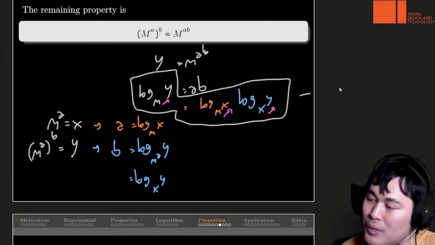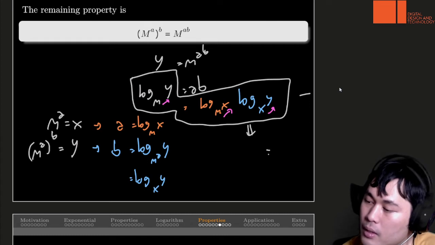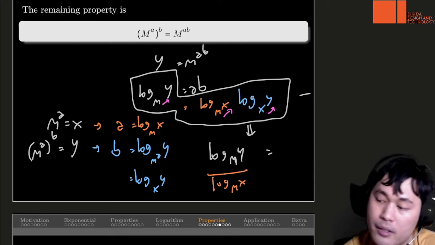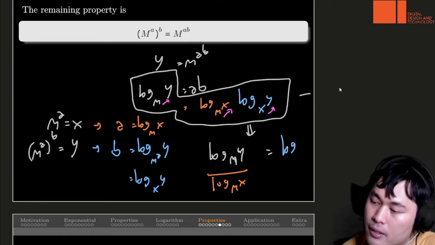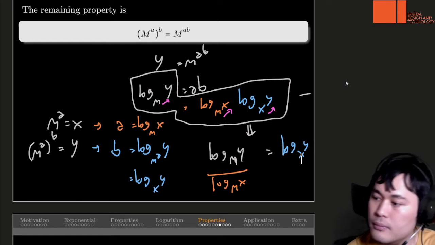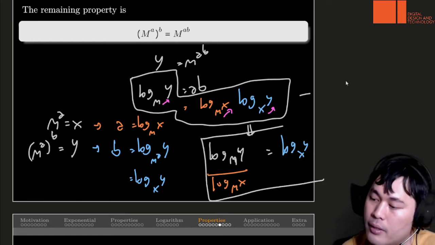This is one way to write that. This is one form. Another form is that if you move things around a little bit, so you keep log base m of y on the left, and then divide by this orange term, which is log base m of x, the answer is log base x of y. So the same property, but we interpret it in a different way.